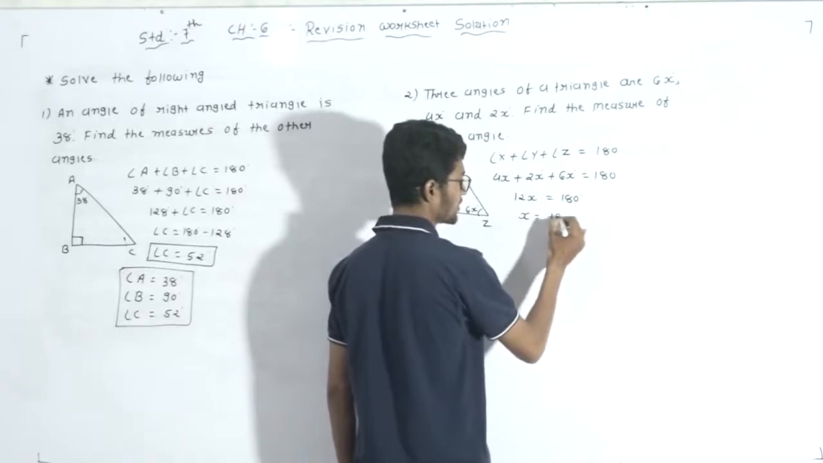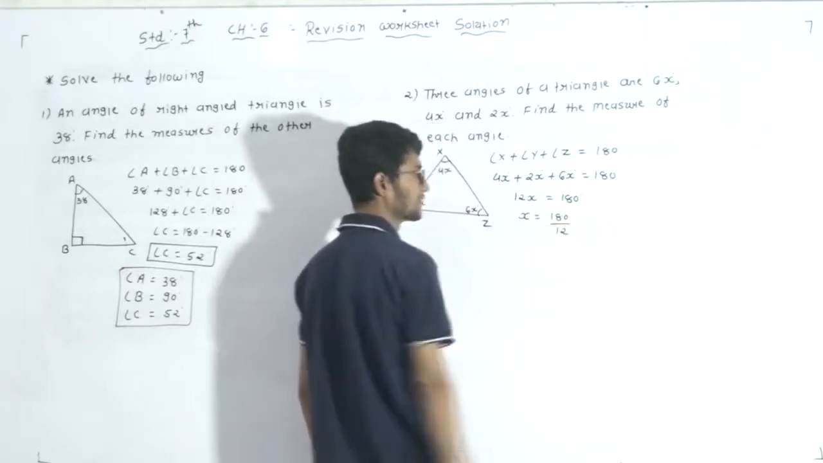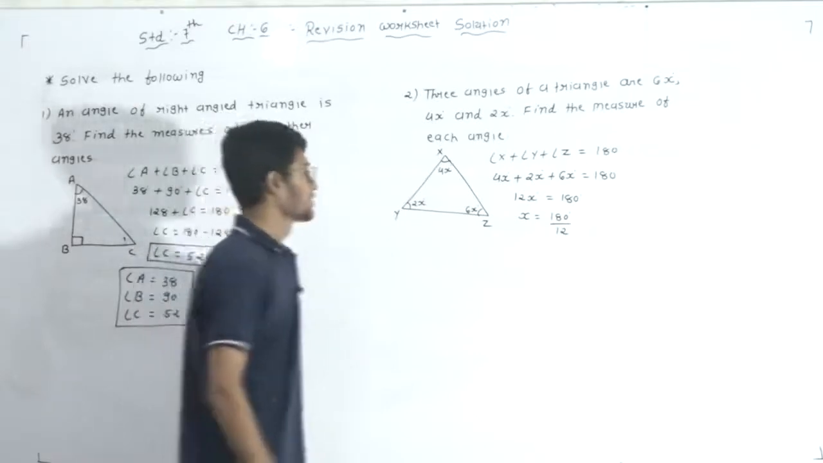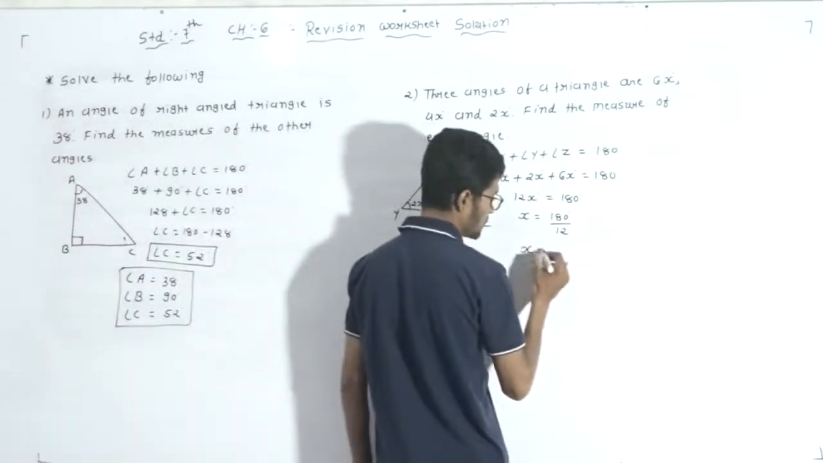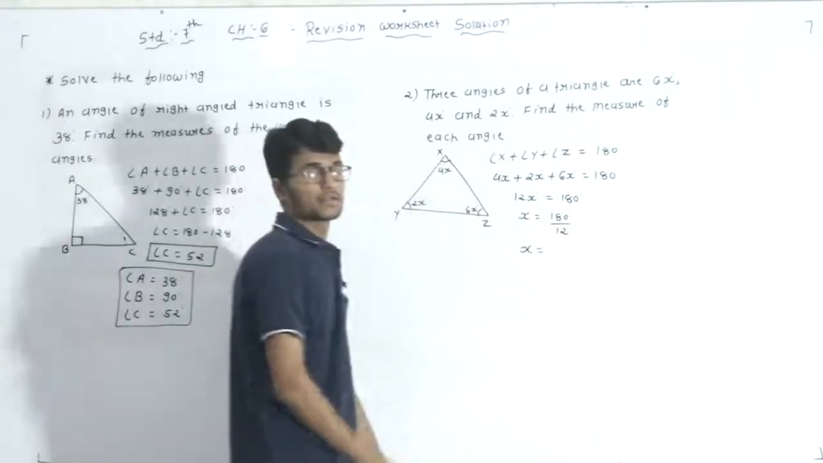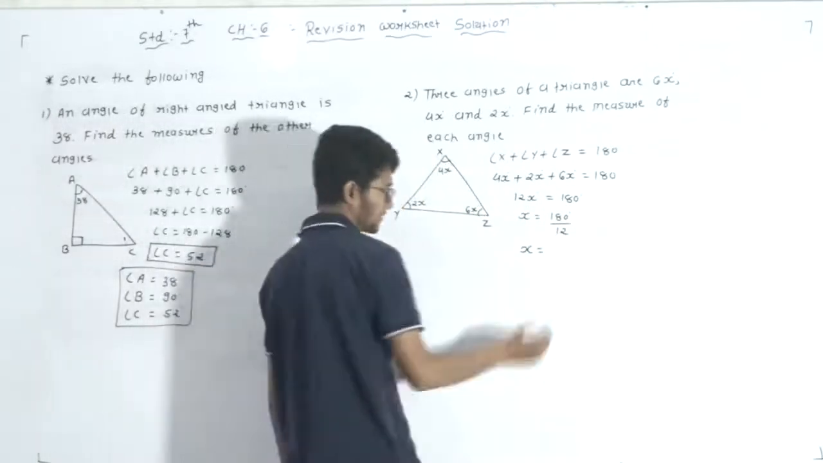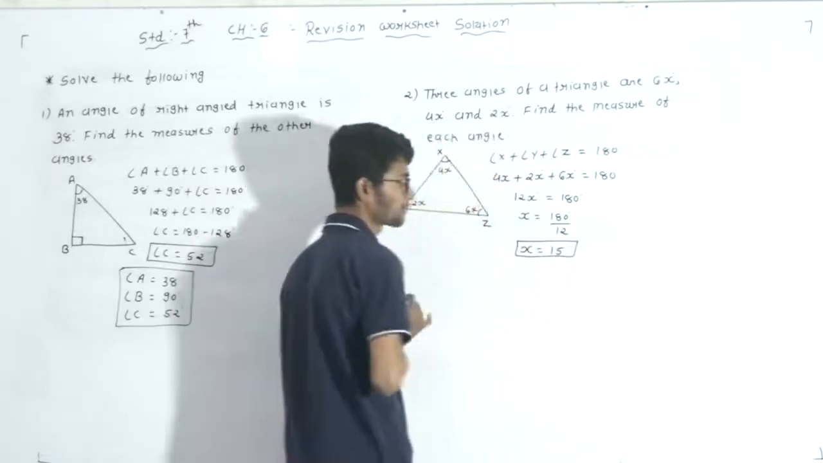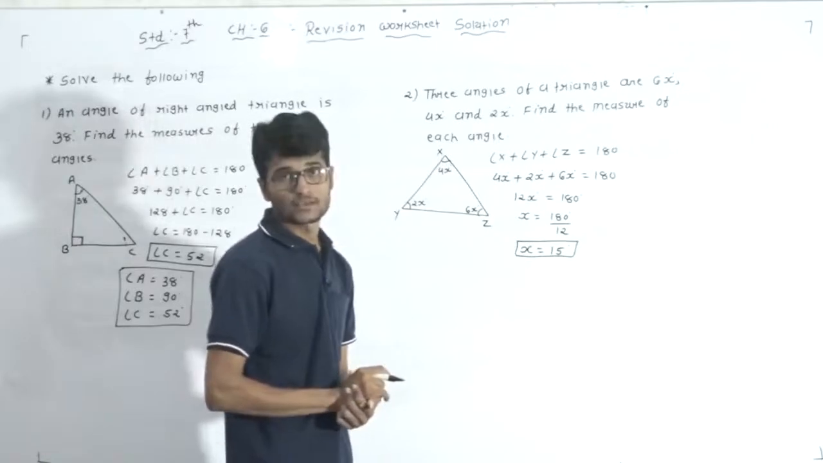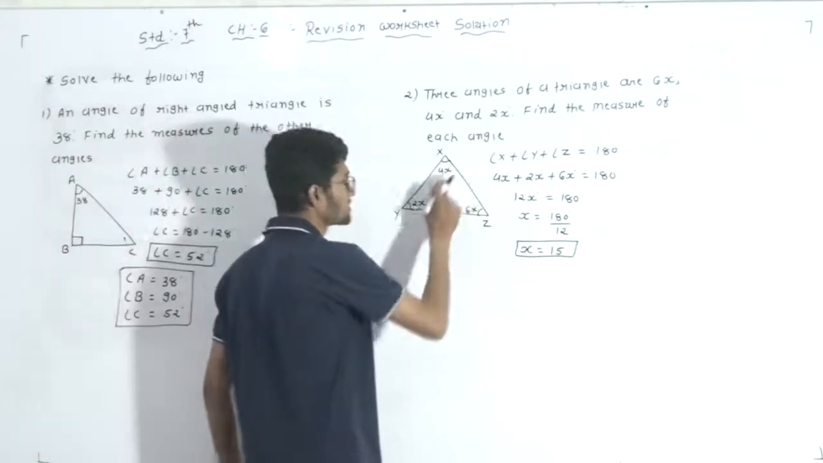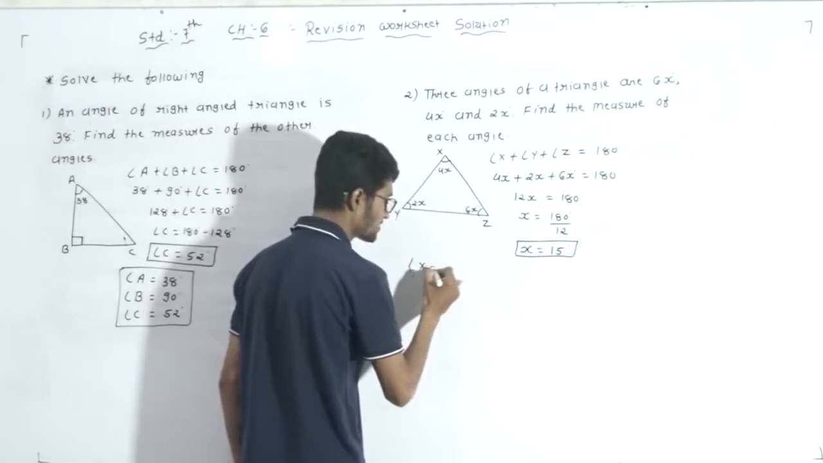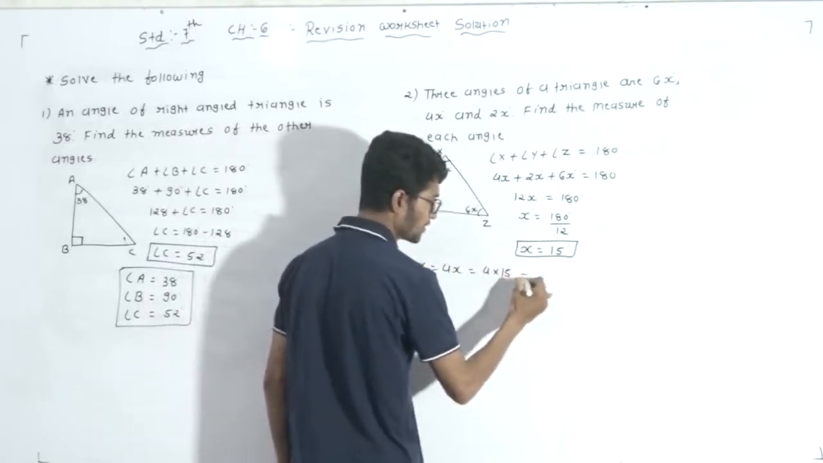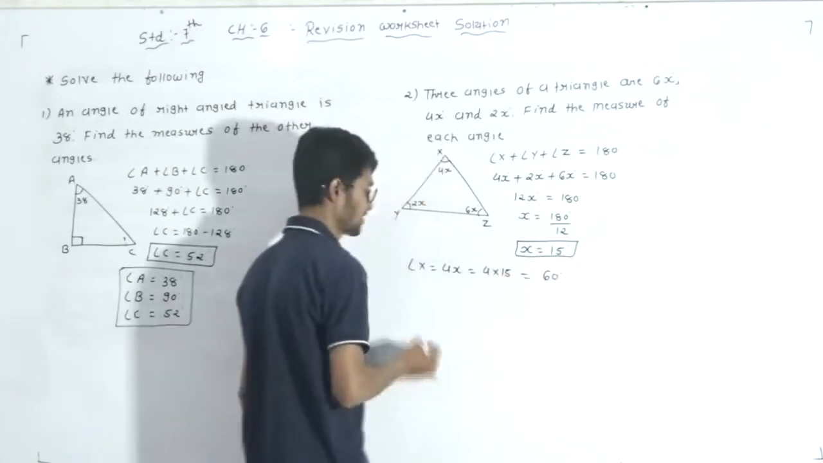Then x is equal to 180 divided by 12. Now dear students, 180 divided by 12, your answer is 15. It means x is equal to 15. We have found the value of x. Now put these in the angles. Angle x is equal to 4x, which is 4 multiplied by the x value, 15. So 15 fours are 60.